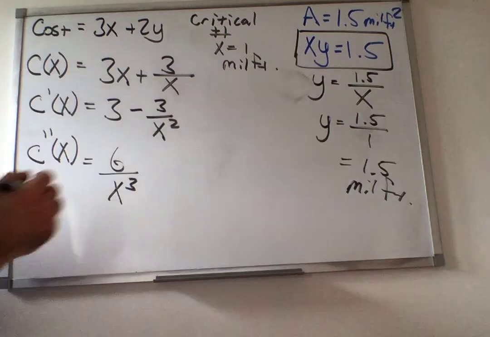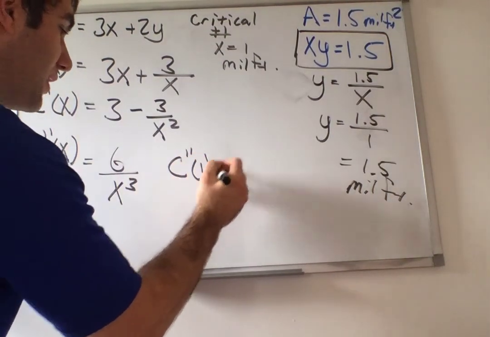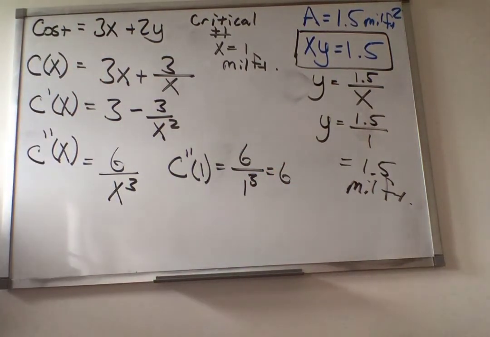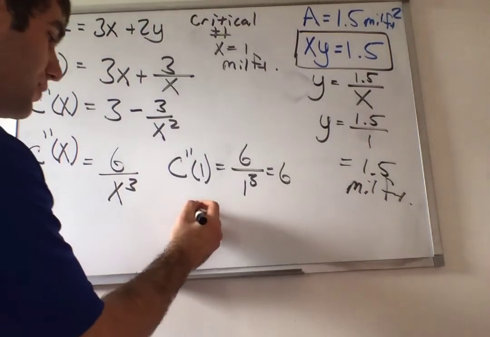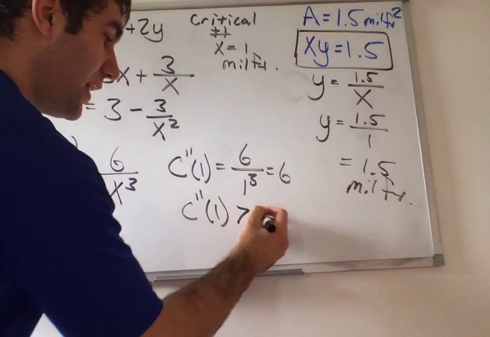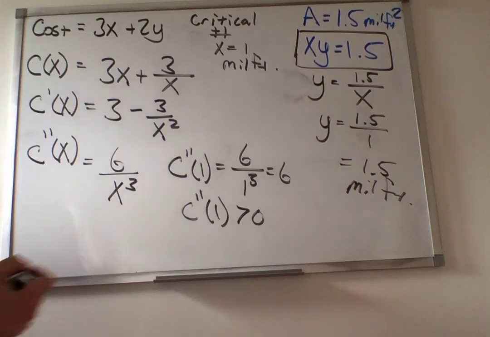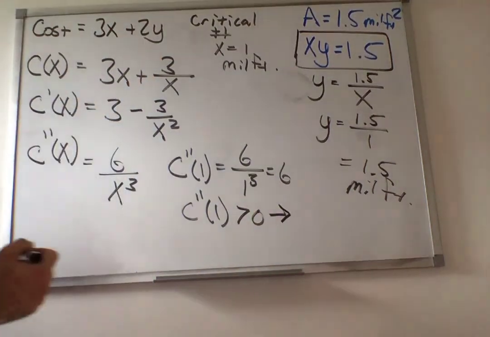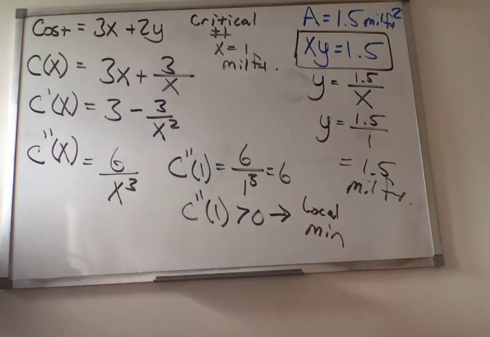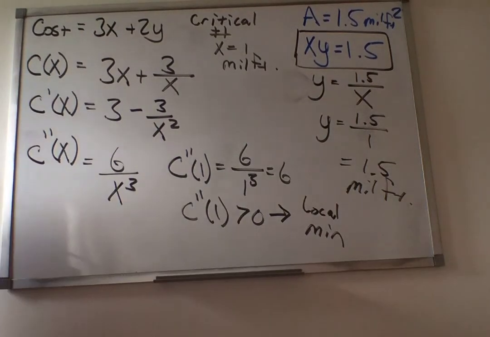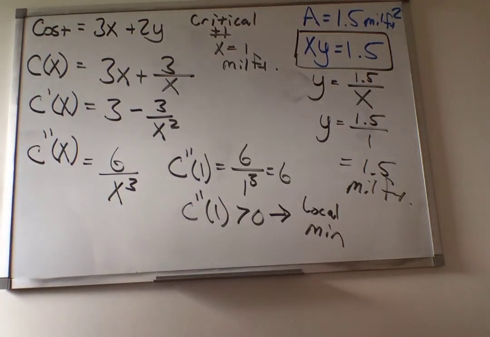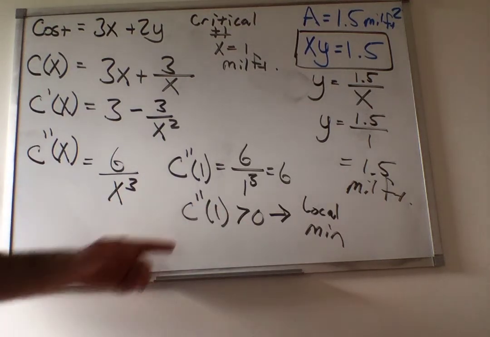Now, to apply the second derivative test, we have to plug in our critical numbers. In this case, it's only one critical number. So, C double prime of 1 is greater than 0. Based on the second derivative test, we know that there is a local min here. This is just the outcome of the second derivative test. If you plug in your critical numbers and the second derivative at that critical number is greater than 0, then it's a local minimum. I told you guys how I remember it.